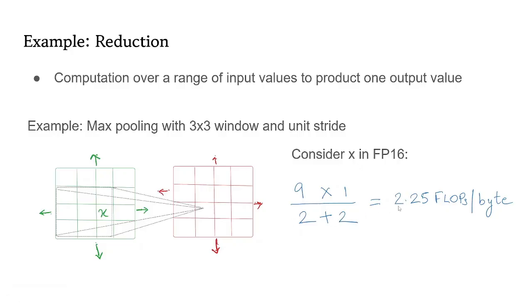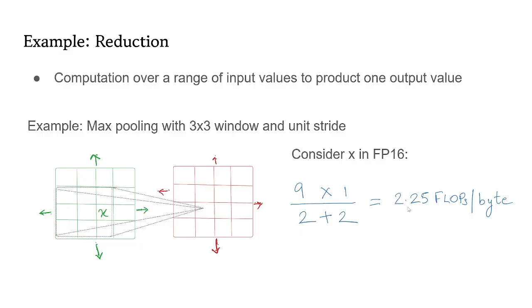The arithmetic intensity of max pooling ends up being 2.25 flops per byte, which is more than 0.25, which we saw for ReLU, but still it's less.